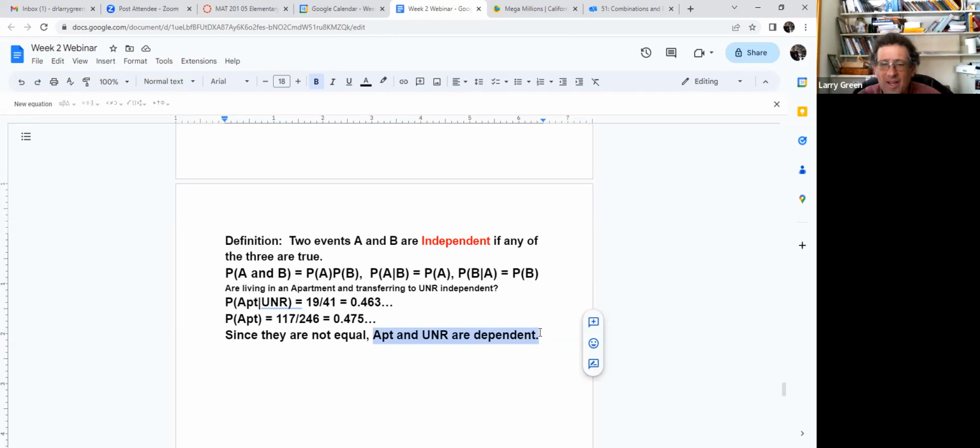Any questions on this calculation? There's a lot of calculations in this chapter. Probably the most of any of the chapters where we actually have to do this kind of stuff.